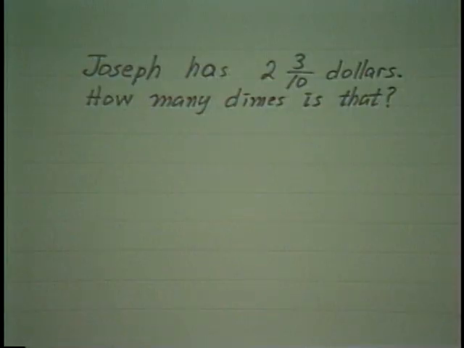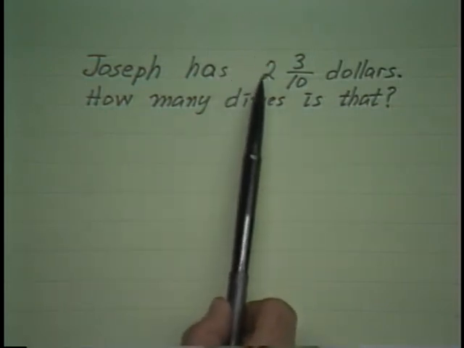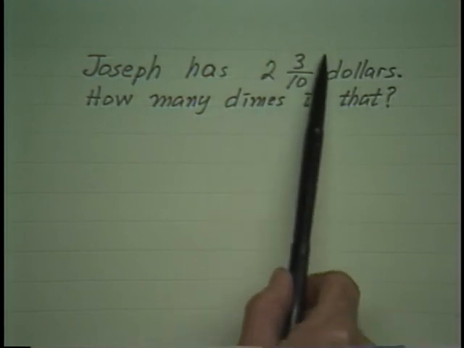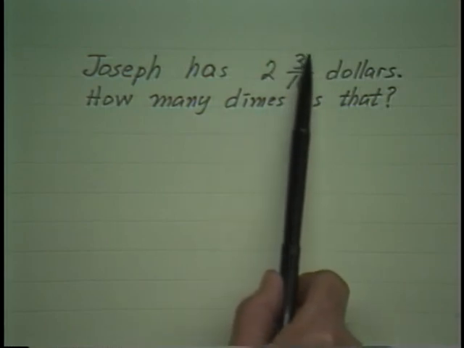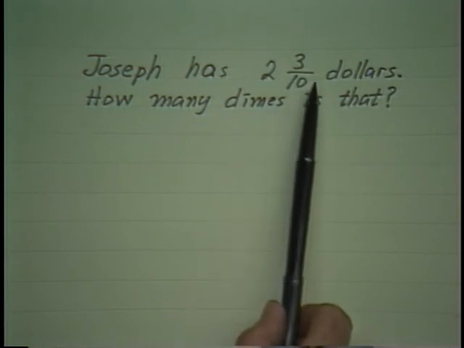A verbal example. Joseph has 2 3/10 dollars. How many dimes is that? Now, this says he has 2 whole dollars and another dollar which has been divided into 10 equal parts, which we call dimes. He has 3 of those.